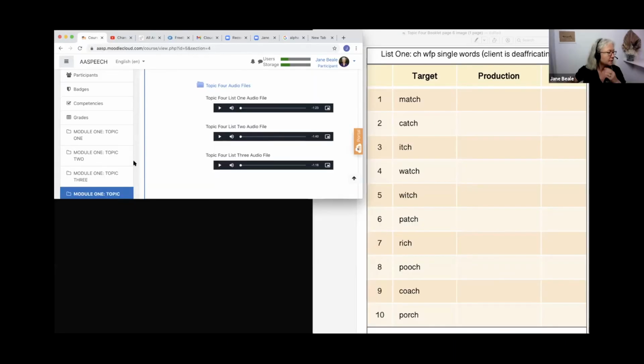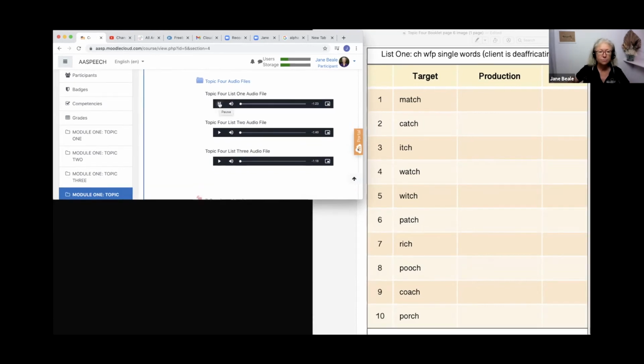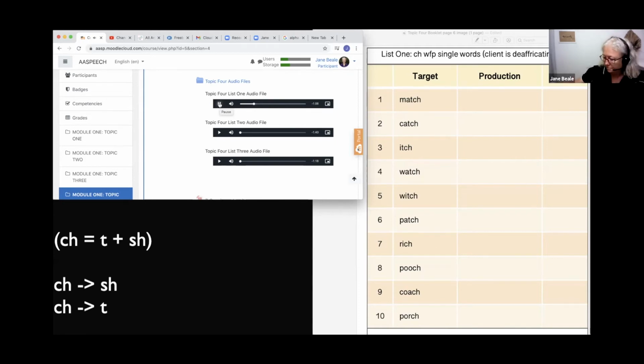So I'm going to go and play the audio files and see if we can fill this in. Okay, so I've got Moodle open and we've got the topic 4 audio files. So let's have a listen to the first one. List 1 on page 6 of the topic 4 booklet. Ch, word final position in single words, and the client is de-affricating to sh or de-affricating to t.